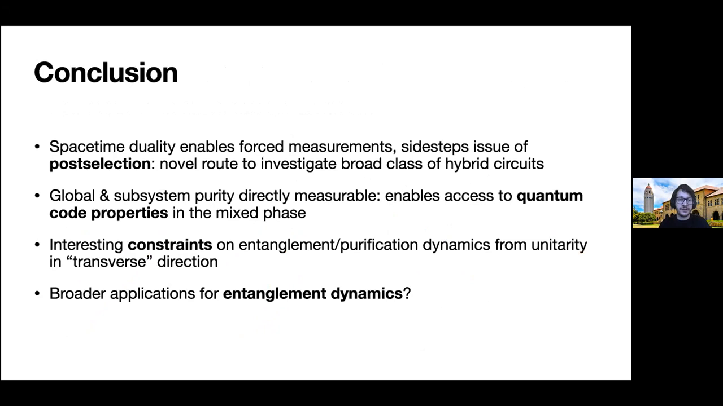So, okay, this brings me to the conclusion. Basically, I've illustrated this method that uses spacetime duality to implement forced measurements and entirely sidestep the issue of postselection. This gives you a new route to investigate a broad class of hybrid circuits. It lets you access global and subsystem purity, which could be used to access quantum code properties in this phase. And it also gives rise to this class of dynamics that people are starting to focus on, but in a new light. It poses interesting constraints on these hybrid circuits you can get from dualizing unitary circuits.